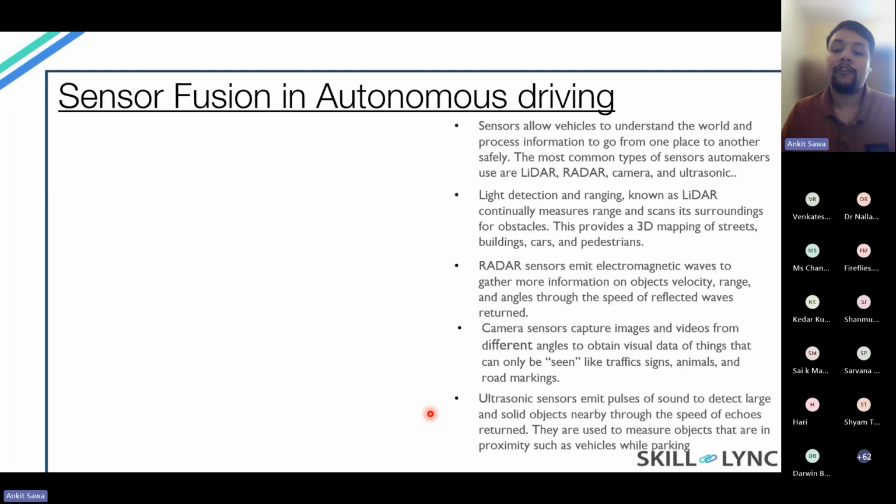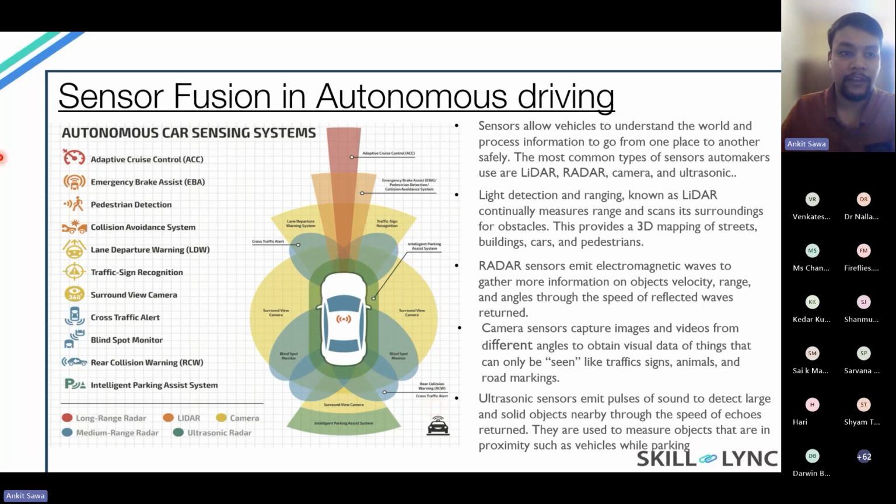And they're used to measure objects that are in proximity, such as while parking the vehicles. It's very important to understand if something is around you, right? So we make use of the sensors also. I'll show you how these different sensors working together helps an autonomous vehicle to make some sense.